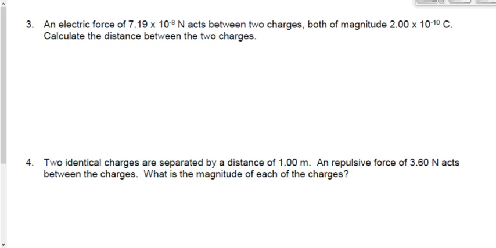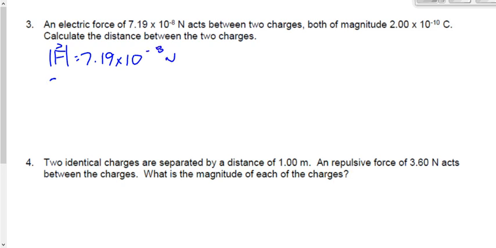We're going to have a look at worksheet number 6, specifically questions 3, 4, and 6. Number 3 says, here's my electric force acting between two charges, both of this magnitude. What's the distance between the two charges? For this one, the magnitude of the force, at least, is 7.19.